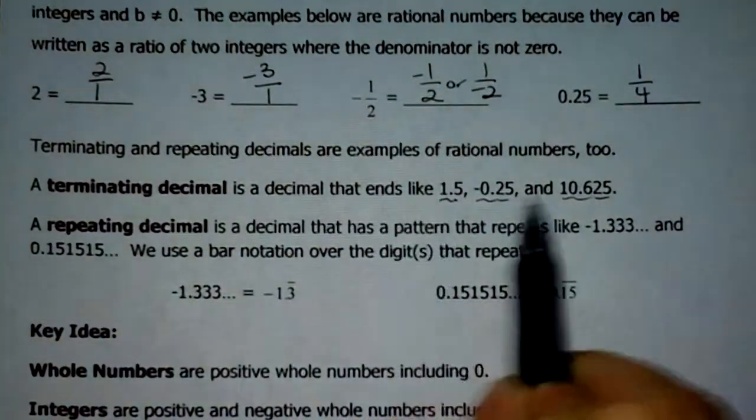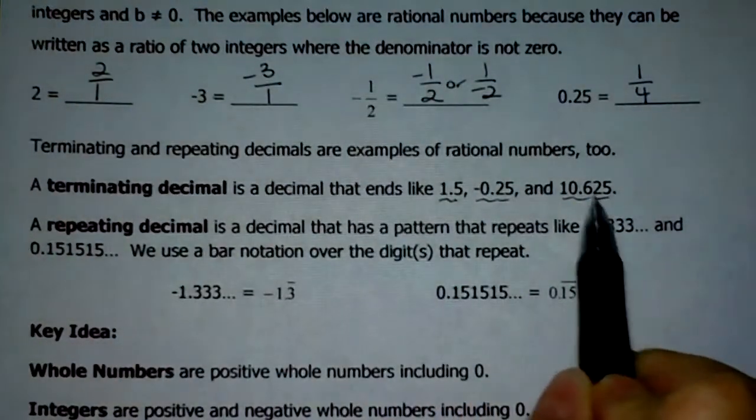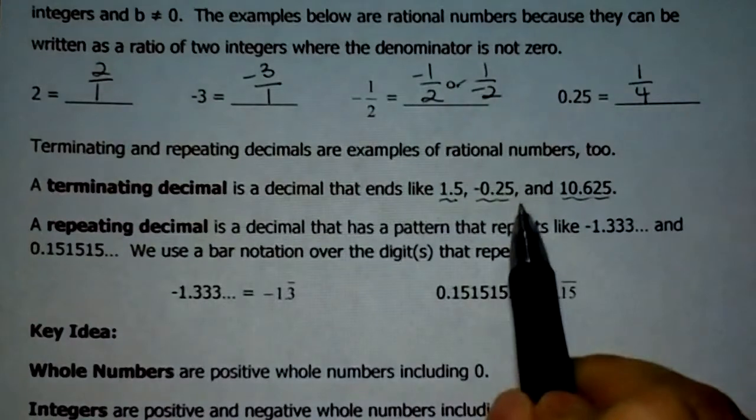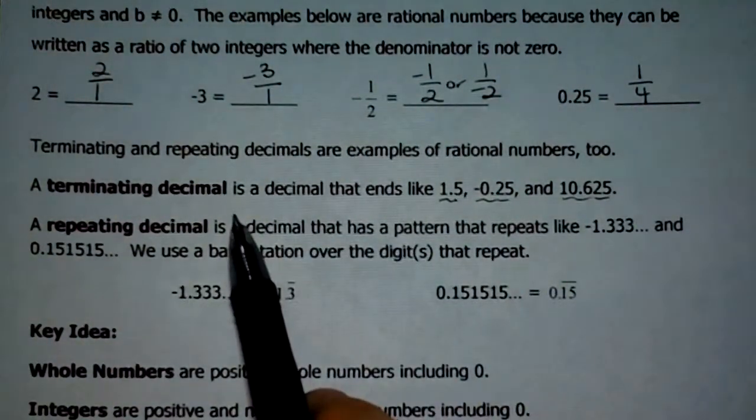This is 5 tenths, this is 25 hundredths, this is 625 thousandths. 625 thousandths means 625 over 1,000. 25 hundredths means 25 over 100, which are fractions. So basically decimals can all be written as ratios.